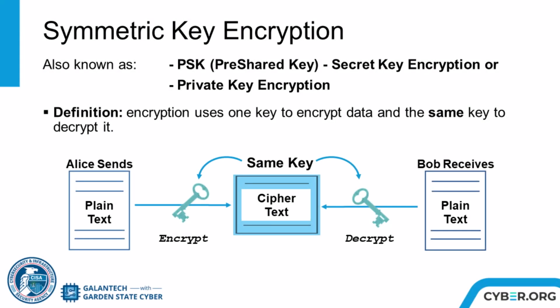The symmetric key has three synonyms: PSK or pre-shared key, secret key encryption, and private key encryption. Symmetric means there is just one key for both encrypting and decrypting messages. In this case, Alice has a plain text message that she encrypts with the key encryption. She sends the encrypted message to Bob, who decrypts it with the same key.